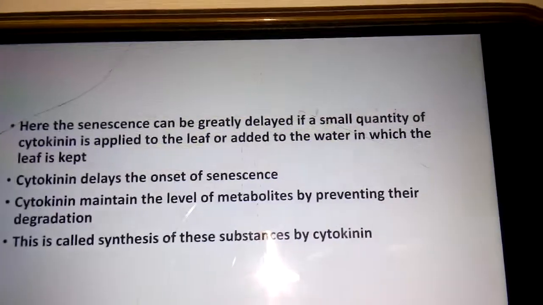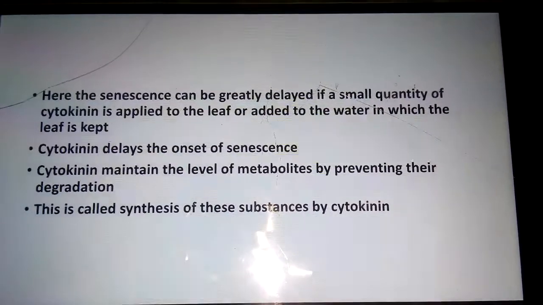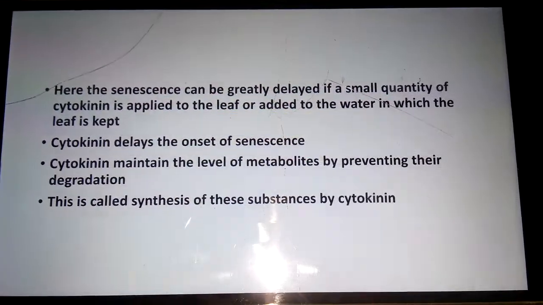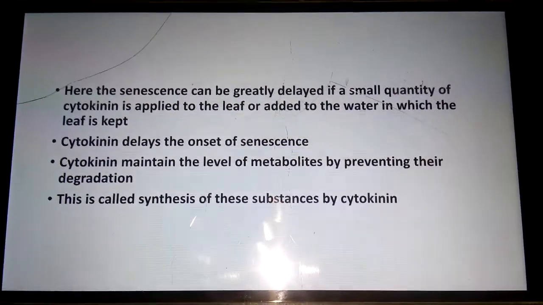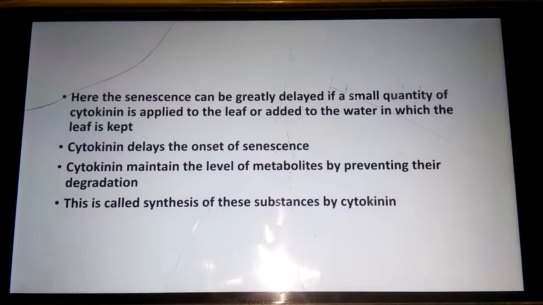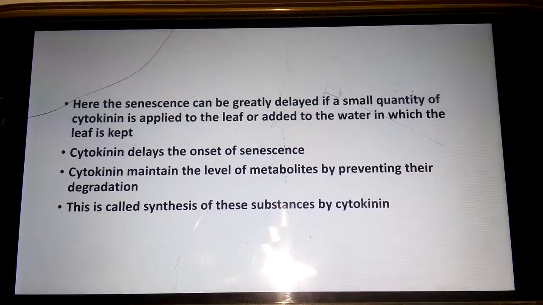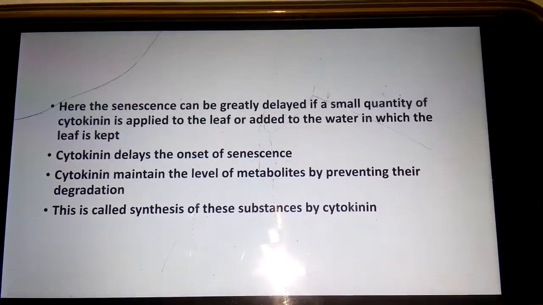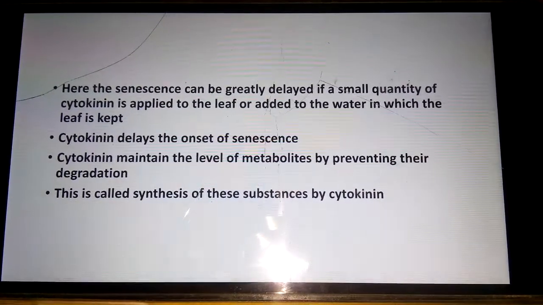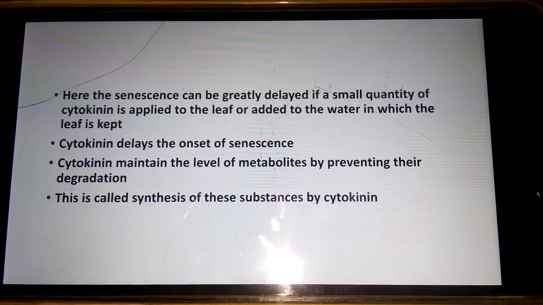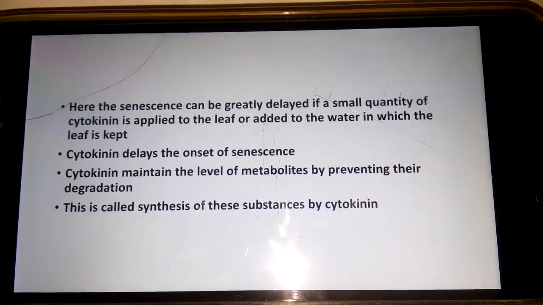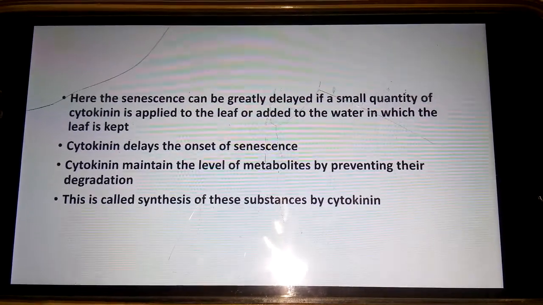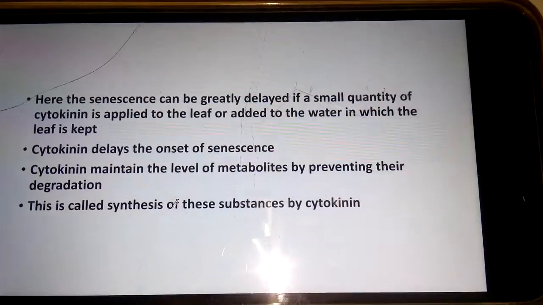Here, senescence can be greatly delayed if a small quantity of cytokinin is applied to the leaf or added to the water in which the leaf is kept. Cytokinin delays the onset of senescence. It also maintains the level of metabolites by preventing their degradation, so it promotes the synthesis of these substances.